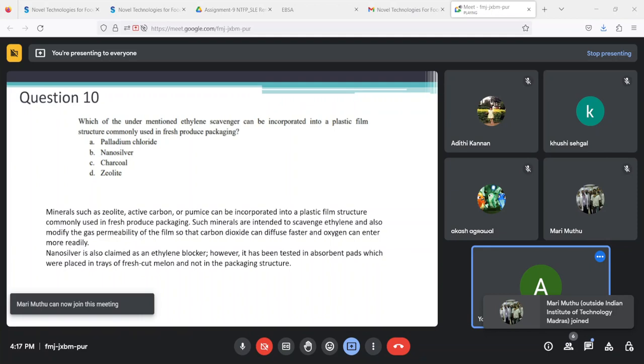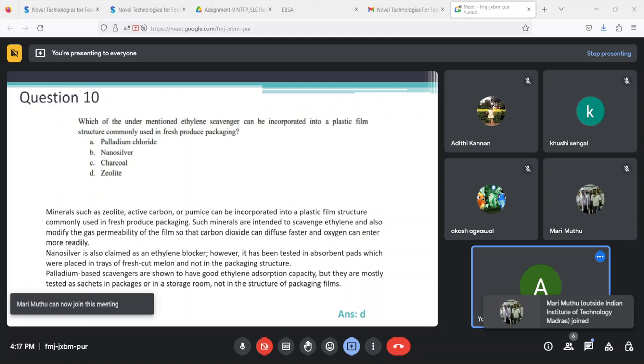They are used as absorbent pads that are placed in the trays of fresh cut fruits and not in the packaging structure. So all of these four options are ethylene scavengers, but all of them cannot be incorporated as a plastic film. Only zeolite can be incorporated as a plastic film. Nanosilver can be incorporated as absorbent pads, whereas palladium based scavengers, also having good ethylene absorption capacity, are used as sachets in packages or in storage rooms.